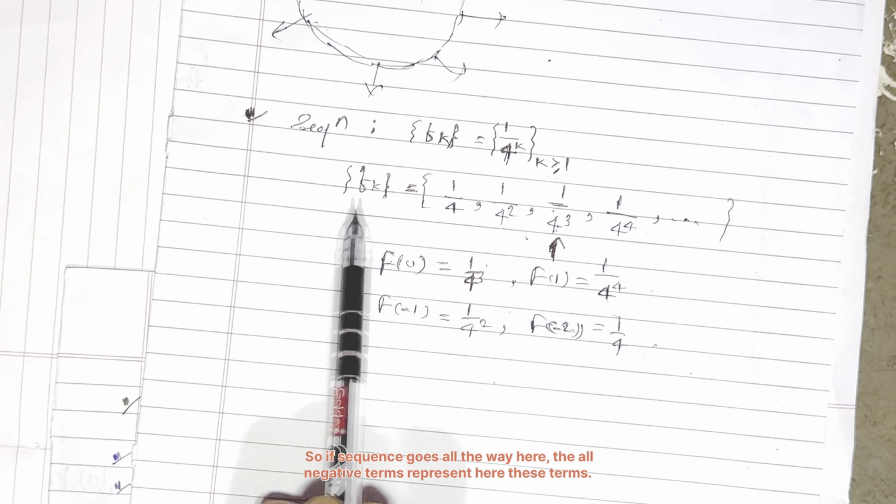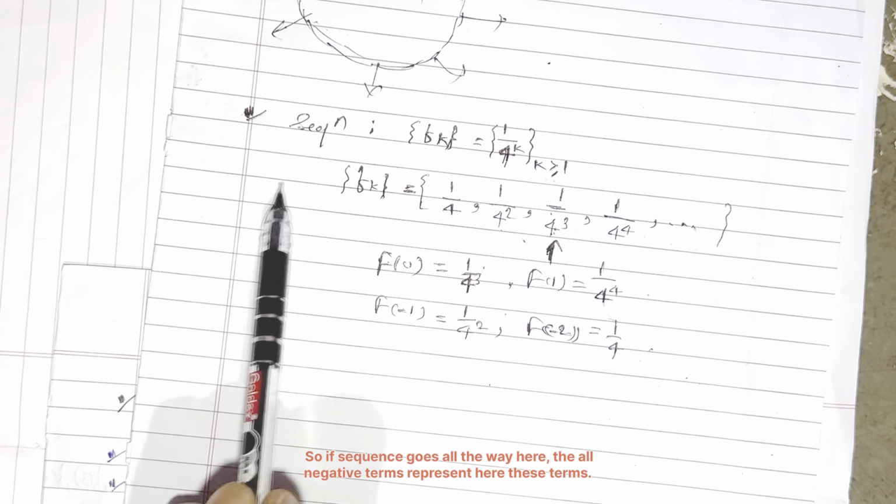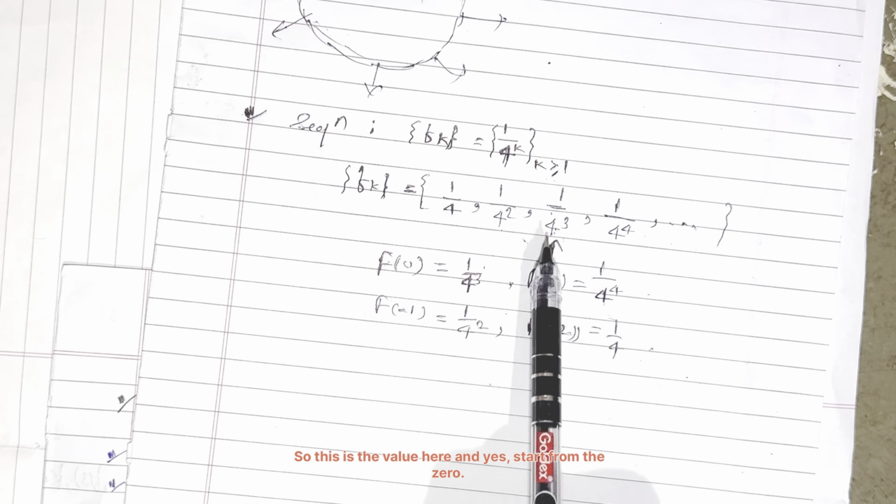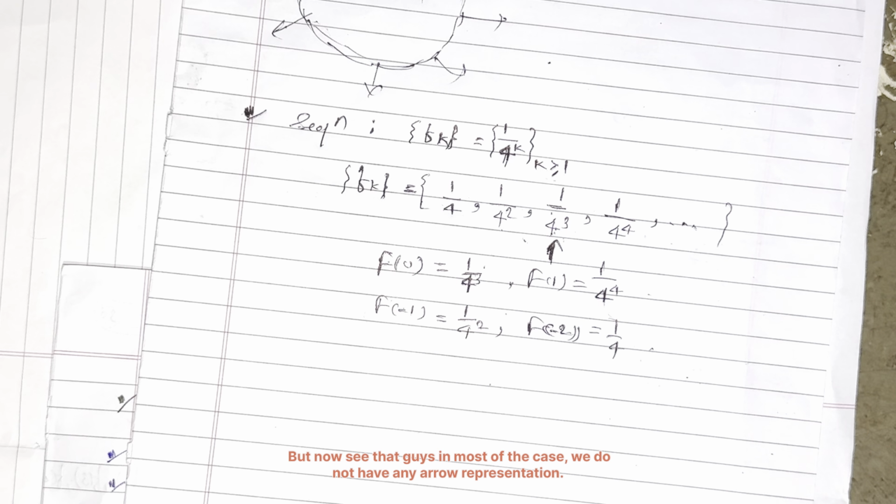So if the sequence goes all the way here, all the negative terms are represented by these terms, and all the positive terms are here, starting from 0. But see, guys, in most cases we do not have any arrow representation.